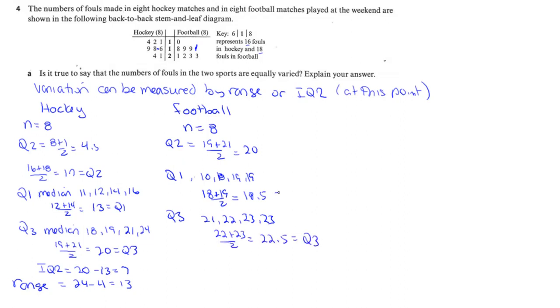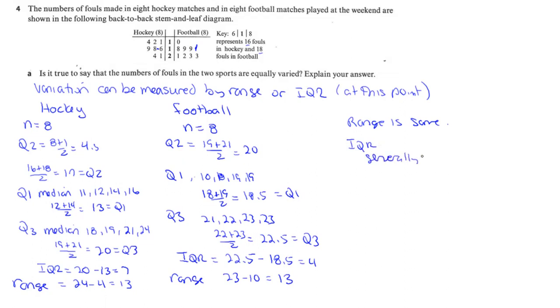And then all I got to do now is subtract those for my IQR. That's going to be 22.5 minus 18.5. That's going to give me an interquartile range of 4. And then the range is going to be 13. So basically, if we're looking at the range, it appears like they both are equally varied. But generally, the IQR is considered a better measure of variance. And you can tell that in this case, football has got a lower variance than the hockey.